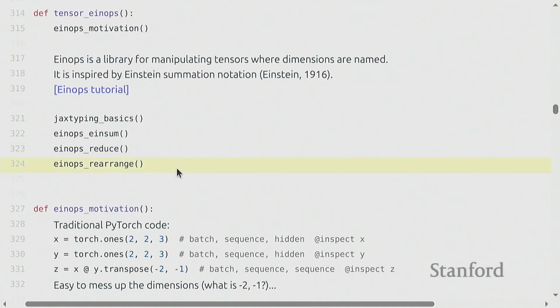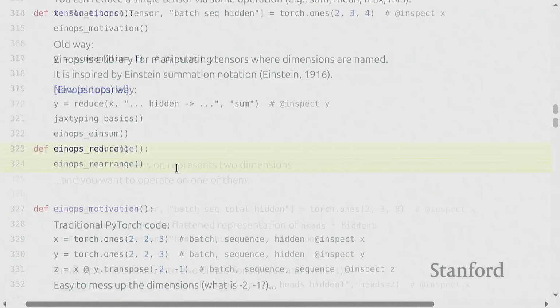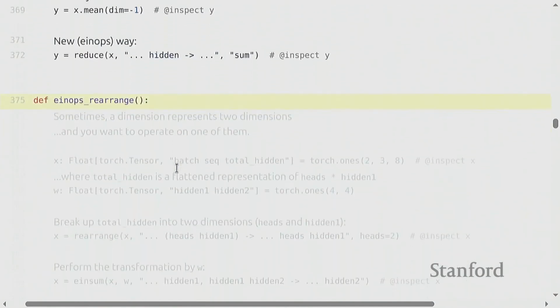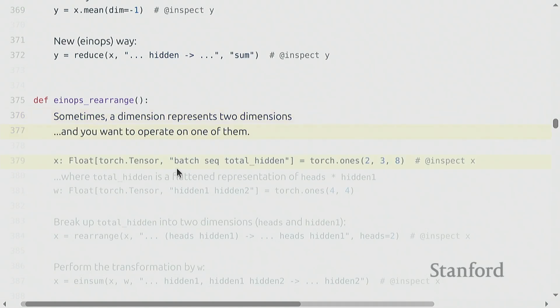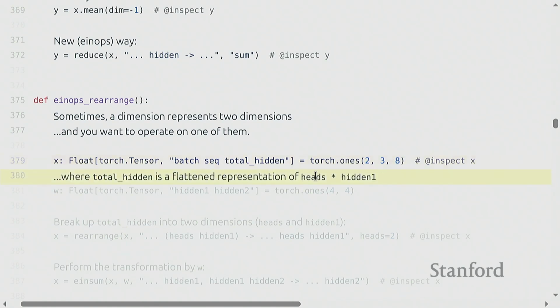Okay, so maybe one final example of this: sometimes in a tensor, one dimension actually represents multiple dimensions, and you want to unpack that, operate over one of them, and pack it back. So in this case, let's say you have batch, sequence, and then this 8-dimensional vector is actually a flattened representation of number of heads times some hidden dimension. And then you have a vector that needs to operate on that hidden dimension.